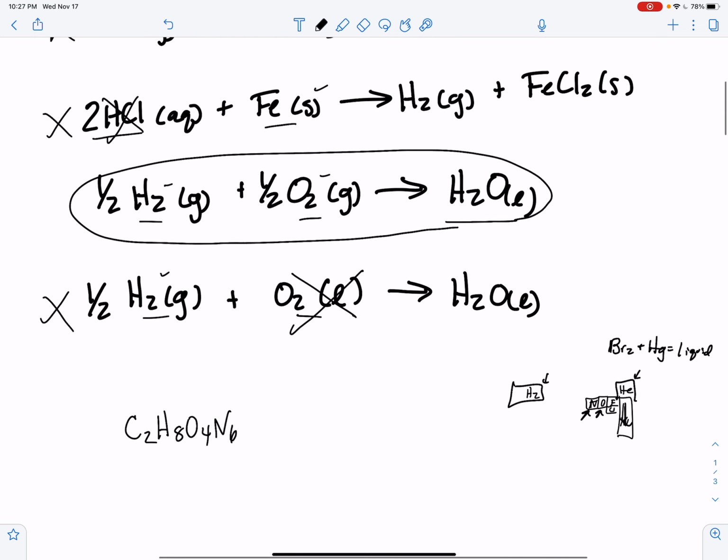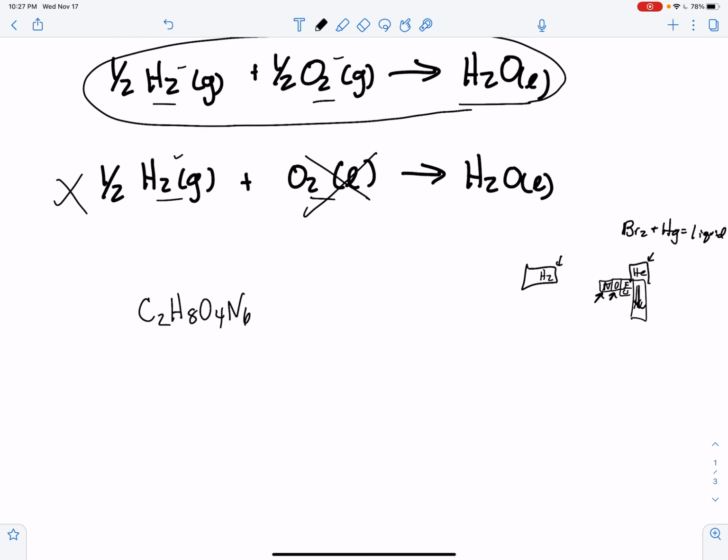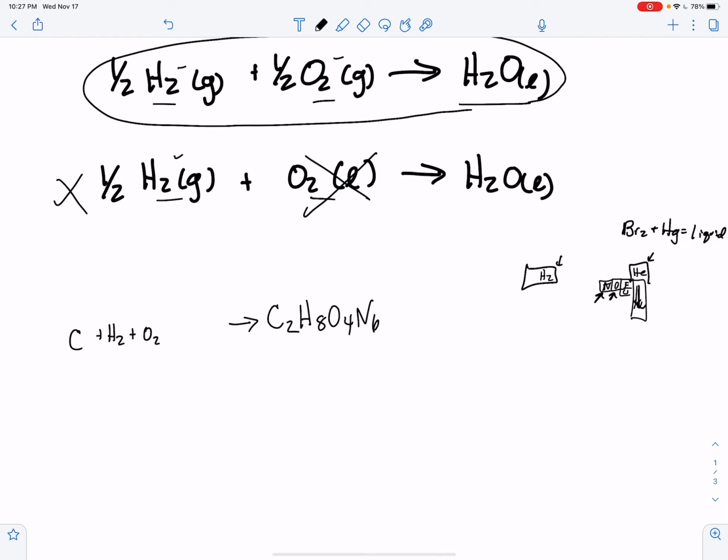I wanted to show you this too. C2H4O4N6. If you wanted to make that a heat of formation reaction, you would need to have carbon plus hydrogen, that's diatomic, plus oxygen, which is diatomic, plus nitrogen, which is diatomic. And you'd balance it all out, is what you'd probably have to do. But I just wanted to show you everything, and that's a solid, that's a gas, and a gas.